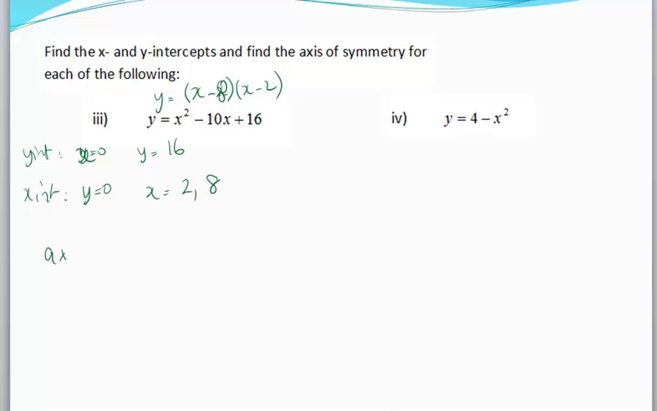Our axis of symmetry, x is equal to minus b on 2a, here minus minus 10 on 2 times 1, so it's going to be 10 on 2, which is equal to 5 here.